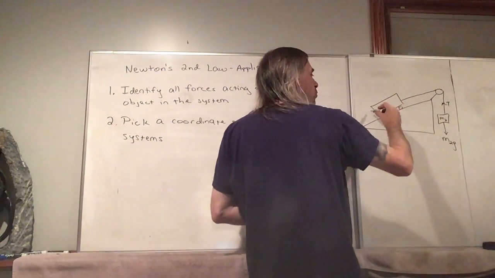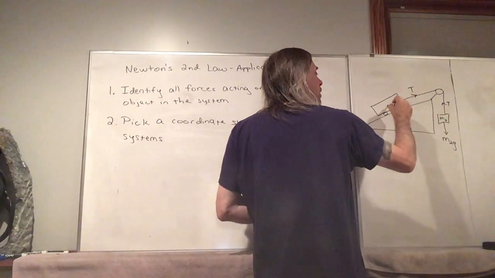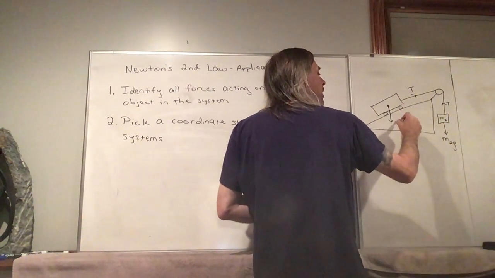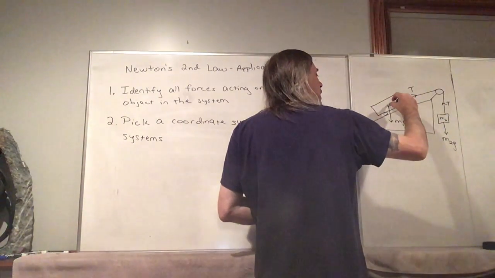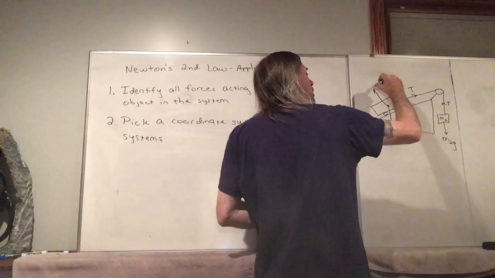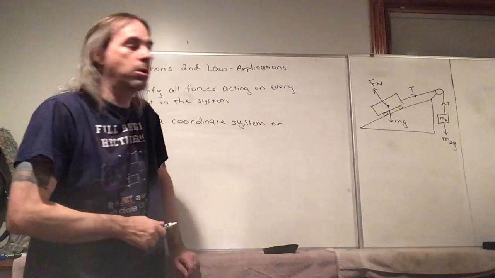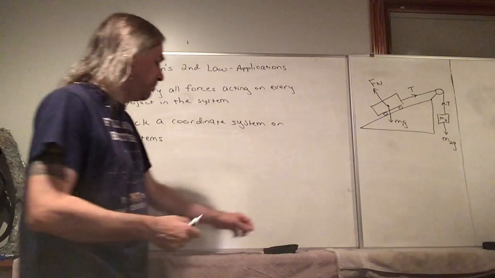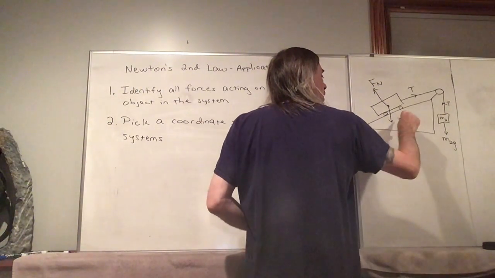Alright, so this is M1. We have tension pulling it up the incline. Gravity straight down. And the normal force. Remember, normal force is always perpendicular to the incline. That's what normal means. So let me rename this M1g.